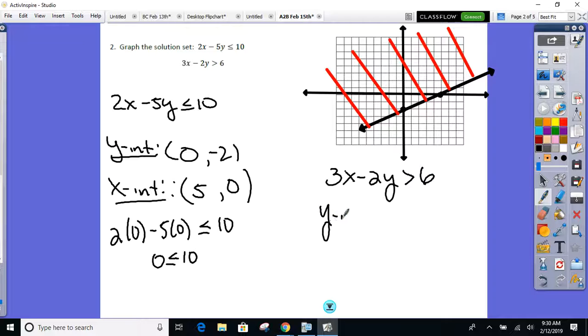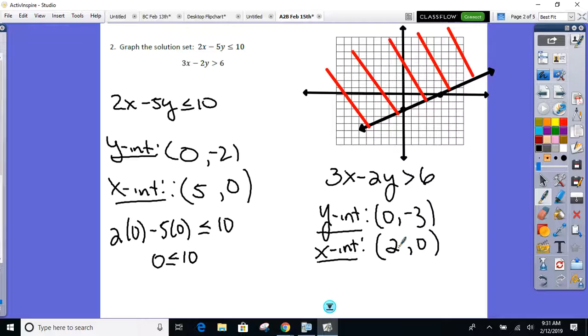Y-intercept. Going to plug in 0 for x. What's your y-intercept here? 0, -3. And x-intercept, something, 0. So plug in 0 for y. What's your x-coordinate? 2, 0. Are we okay here?